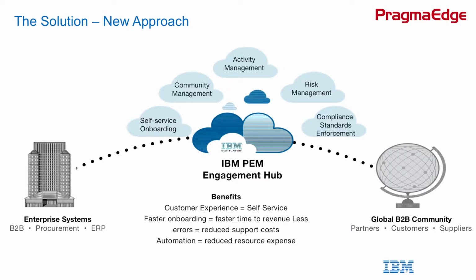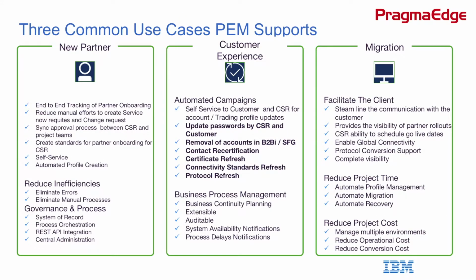IBM PEM is a self-service tool that significantly reduces the time and resources required to onboard new partners while managing and maintaining existing partners. Using PEM, we can automate the onboarding process, which can limit the costly manual errors and increases efficiency as partners can maintain their own records. There are three common use cases for PEM.